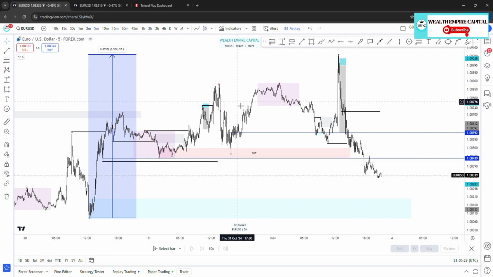So we're going to take a quick look at my favorite pair, EURUSD, as the new week is approaching, right? We're going to look at what we'll be expecting for the upcoming trading week.